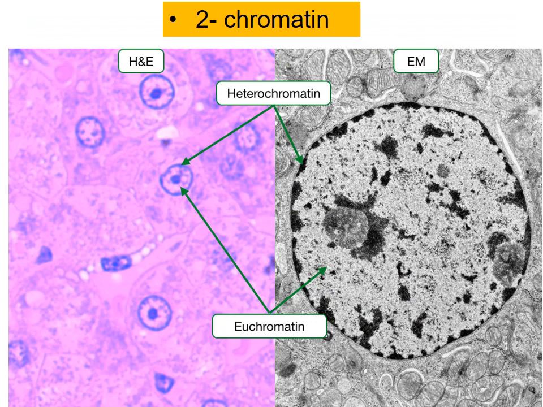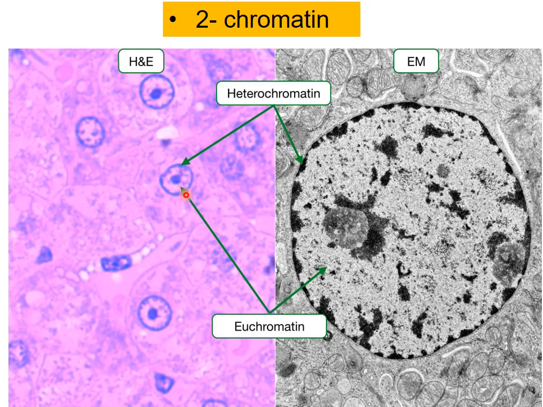The electron and light microscope. What is the difference between hetero and euchromatin? First, by H&E staining or by light microscope, we can see that heterochromatin will appear as basophilic granules، حبيبات لونها ازرق بتبقى جوه نيوكليوس، هي دي اماكن الهيتيروكروماتين.